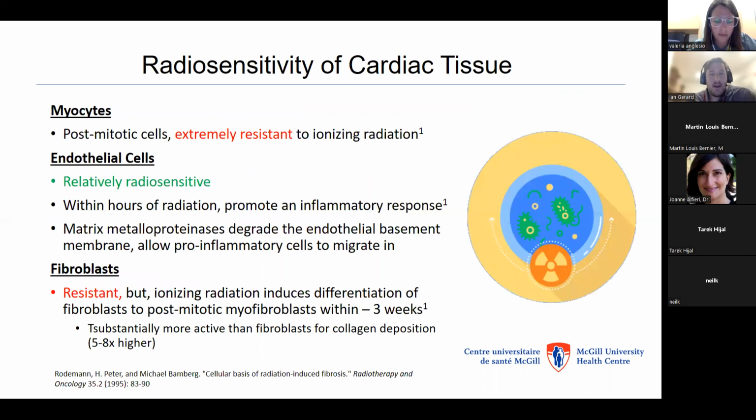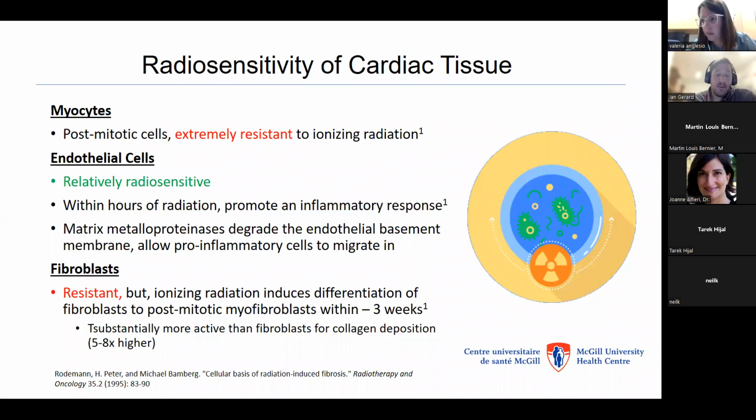When it comes to the radiobiology of cardiac tissue, there are 3 cell lines that we're most interested in. Initially, the myocytes, which are post-mitotic cells, are very resistant to radiation. They're not dividing very often, so we're not super worried about them when it comes to the actual treatment of the radiation therapy. However, the endothelial cells are very radiosensitive. We know that after receiving some radiation, they promote an inflammatory response.